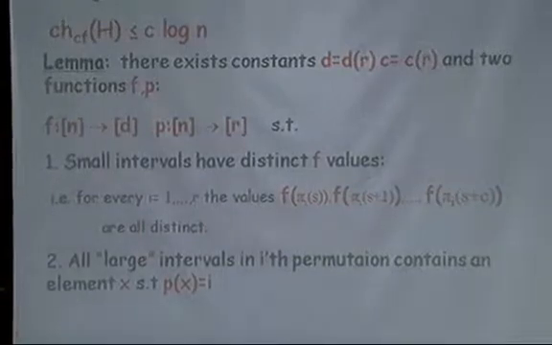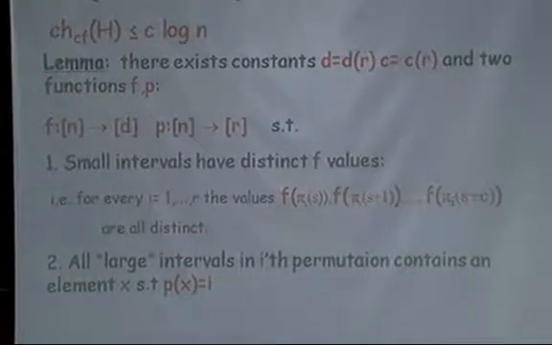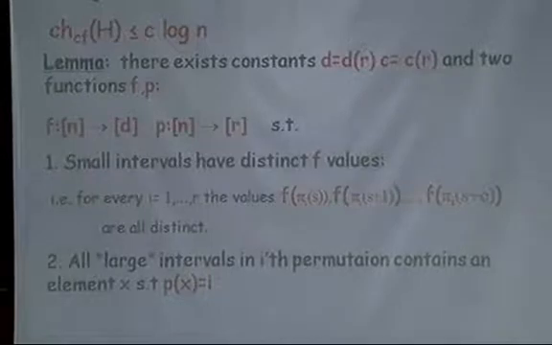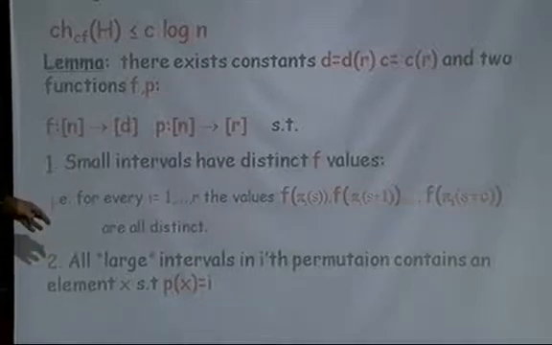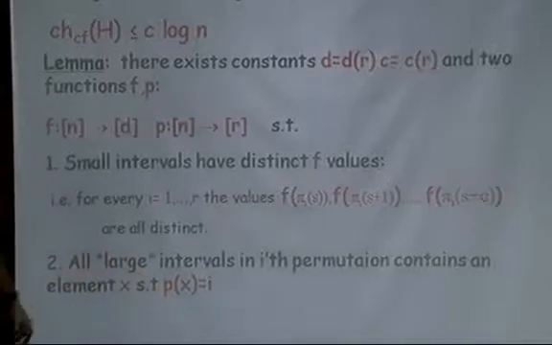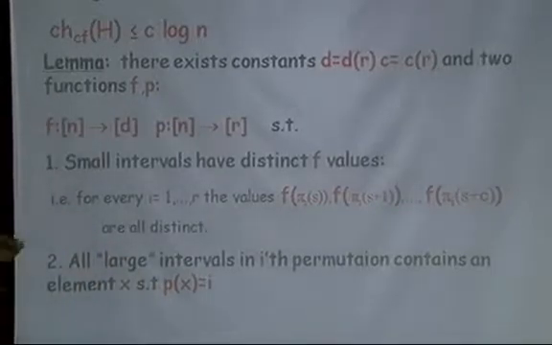The second property: if the intervals are not small, they are big, they have more than C elements, then if you fix a permutation I, then if the interval is big, there is at least one element colored with I in the other function P. Okay? I'll show a picture. Here's the picture.